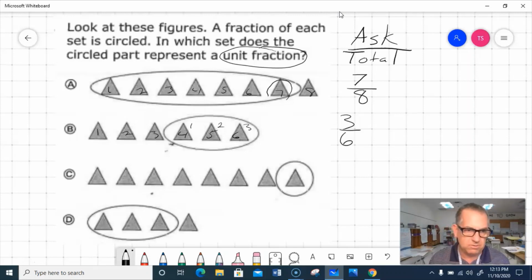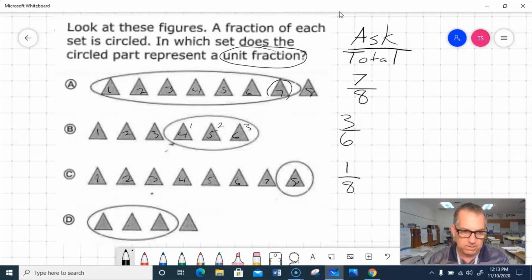Okay, we'll check that and see if that's right. I have a total of 1, 2, 3, 4, 5, 6, 7, 8. So that means my denominator is going to be 8. And my numerator is the ones that are circled, which is 1. So that's going to represent 1/8. And my last answer choice, D. What fractional set of those is circled?